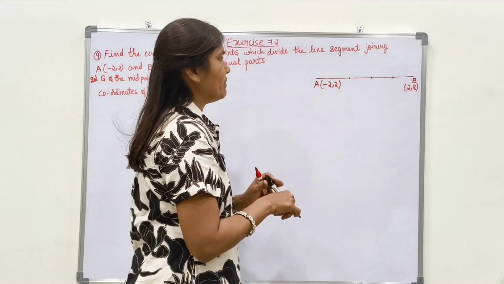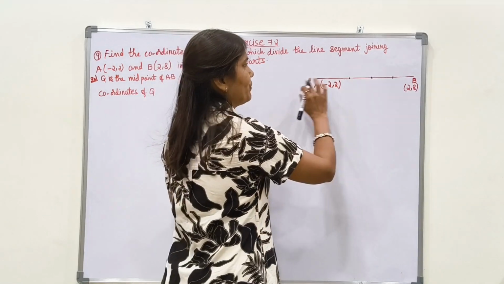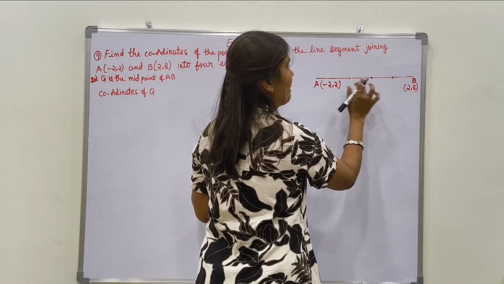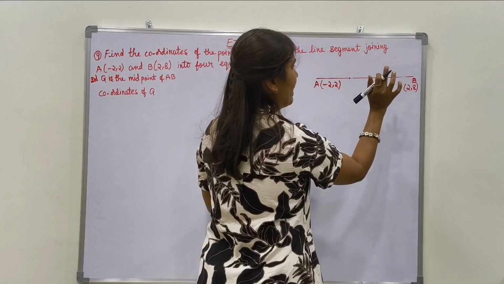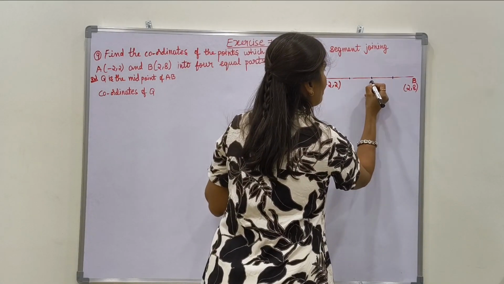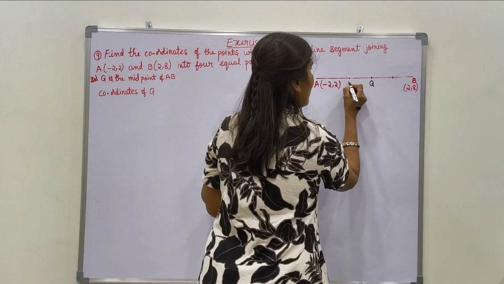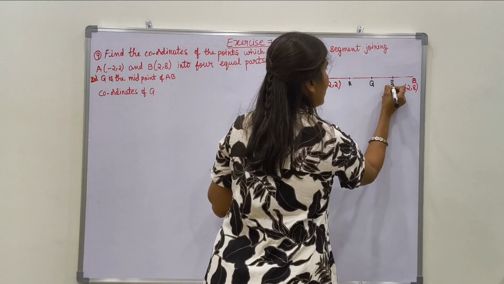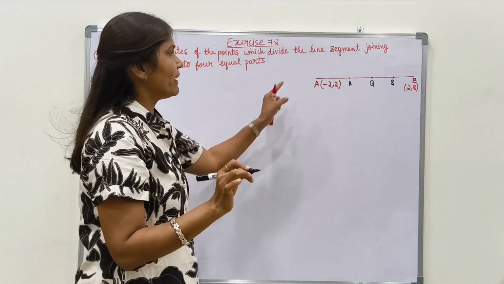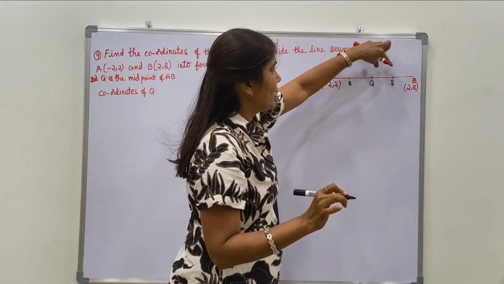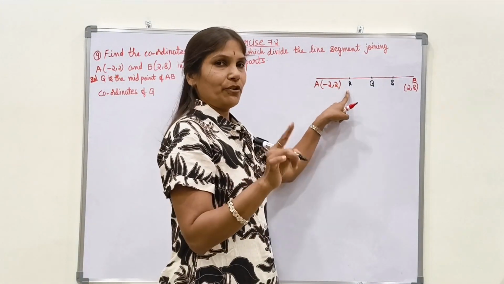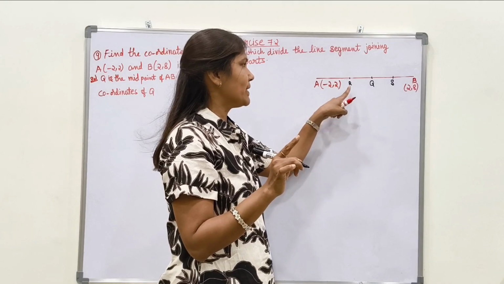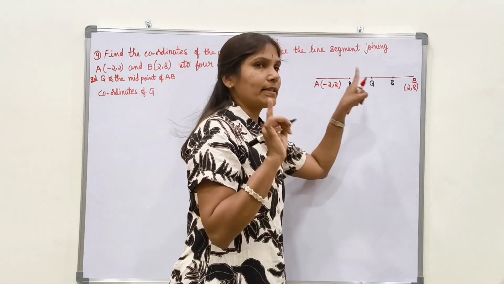Here we will give the names. 4 equal parts means this is the midpoint of AB. So I am giving one name, Q. Next this one I am giving R, this one I am giving S. So the 4 equal parts: 1 part, 2 parts, 3 parts, 4 parts. Now we have to find the R coordinates, Q coordinates, S coordinates.